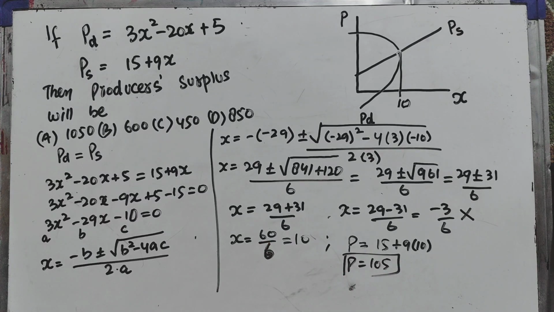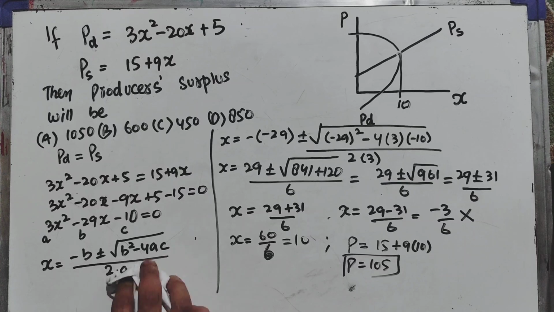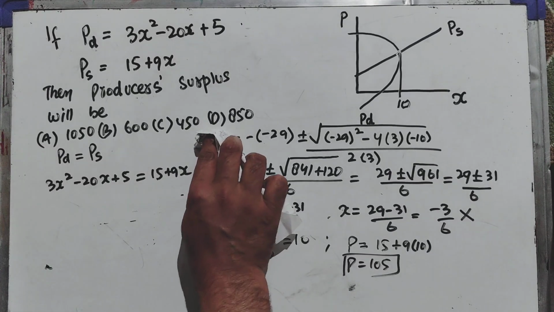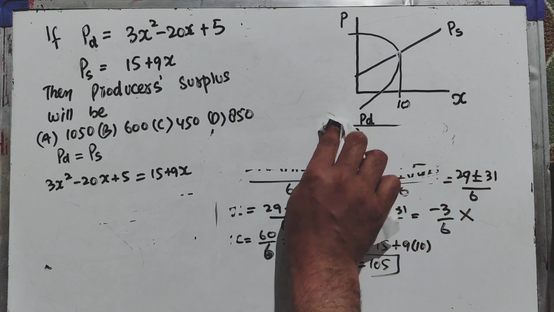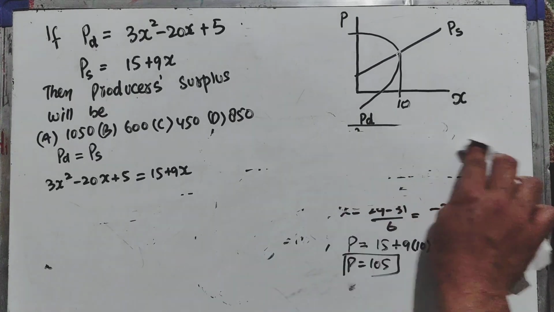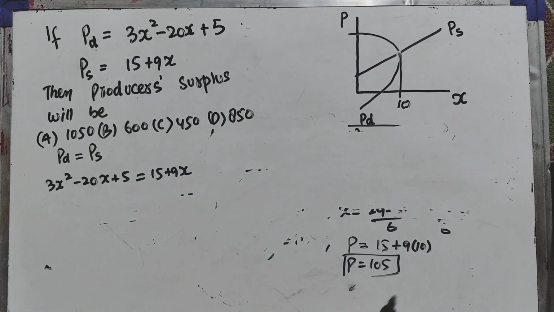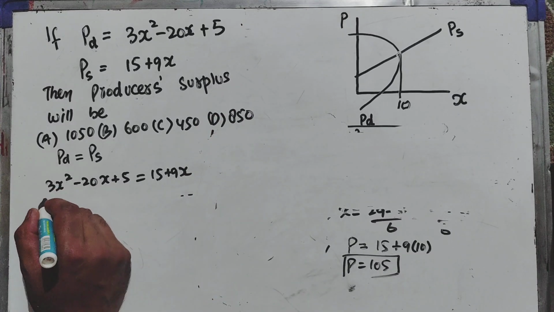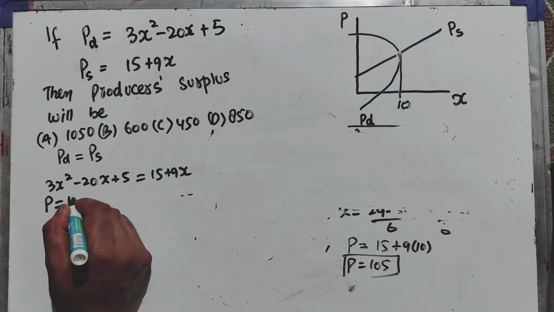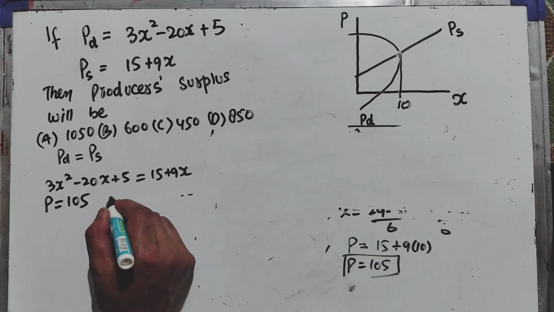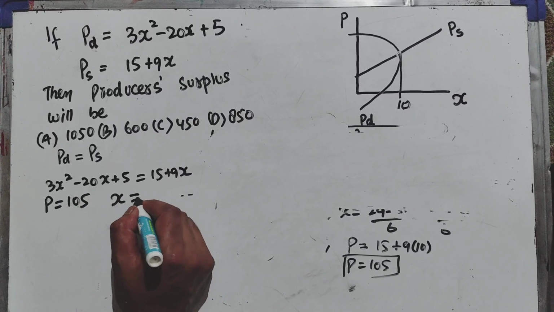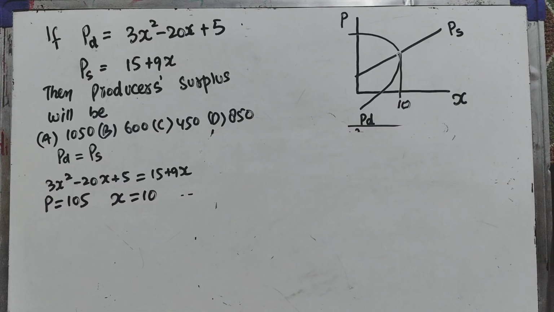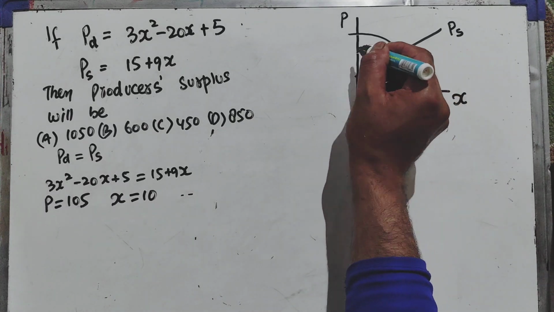Now I need to erase all this stuff to find out the consumer surplus. For that, let me erase this. So what we got after solving this: the equilibrium price came out to be 105 and the equilibrium quantity came out to be 10. So here we have 10.